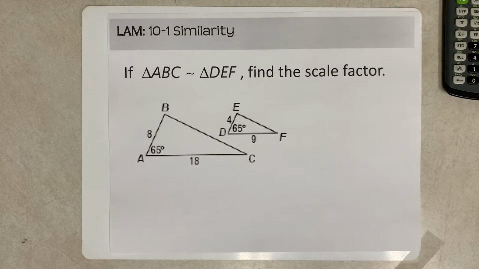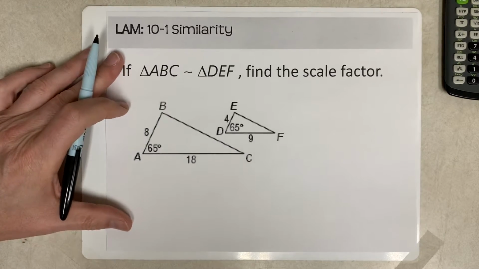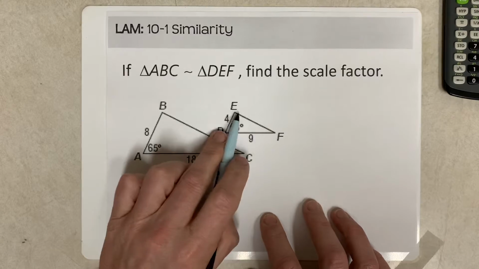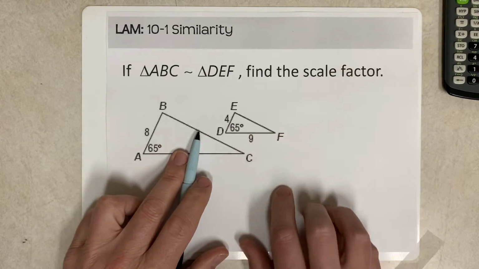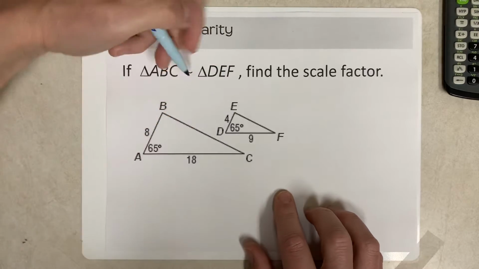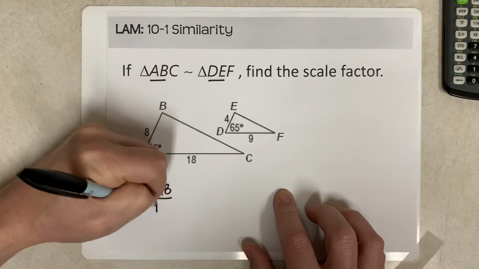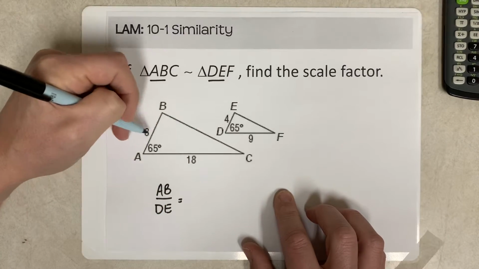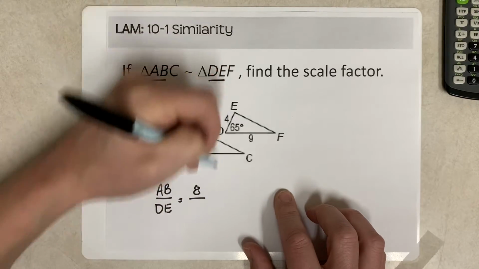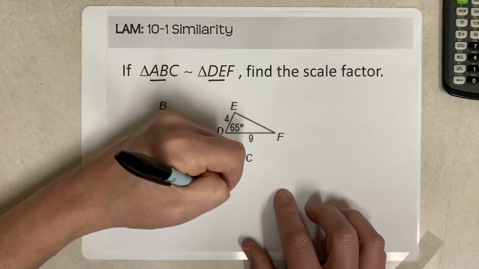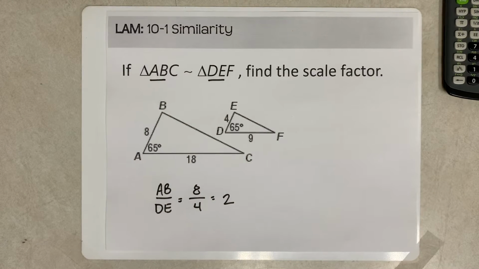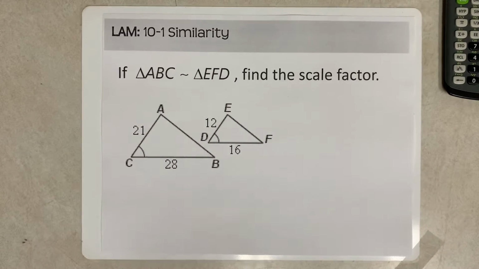All right, so let's try another one here. Now we have A, B, C, D, E, F, and it's telling us that they do match up. And I don't have this one, and I don't have this one, so I can't match these two sides up. But I do have A, B, and D, E. So I'm going to do AB over DE. And that's going to give me 8 over 4. And 8 divided by 4 is 2 again. And you do get the same scale factors. They do show up a lot. The same numbers, 2, 3, 1/2, 2/3, things like that, 3/4. It just happens.